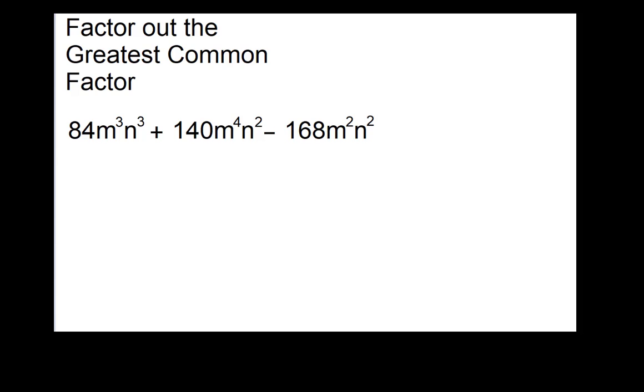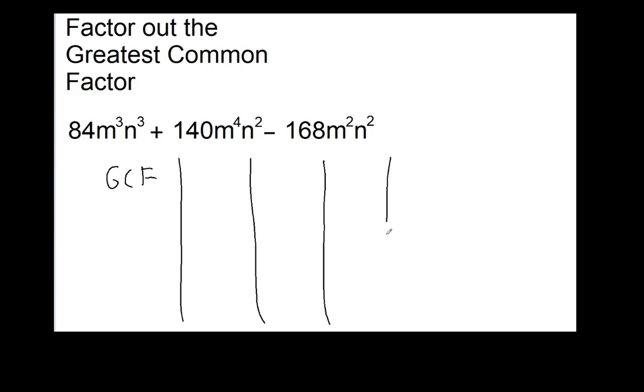So the first thing I'm going to do is work on my GCF. This is the way I want you to show this. So I'm going to make my chart for GCF, and I've got three numbers, so I need three columns over here: 84 m cubed n cubed, 140 m to the fourth n squared, and 168 m squared n squared.